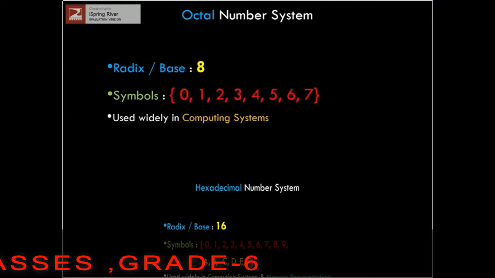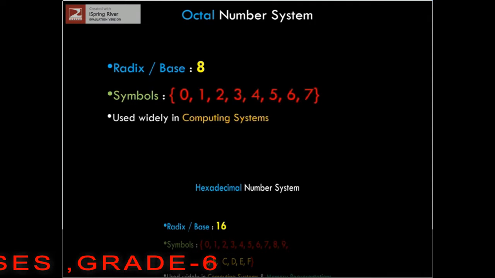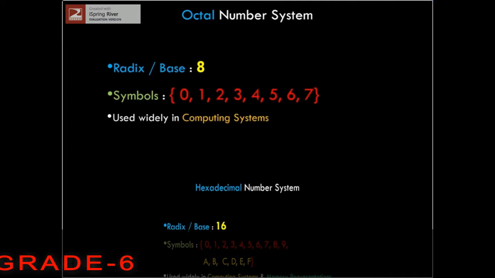Octal number system, its base is 8 and symbols are from 0 to 7. Hexadecimal number system, its base is 16 and symbols are from 0 to 9 and A to F.